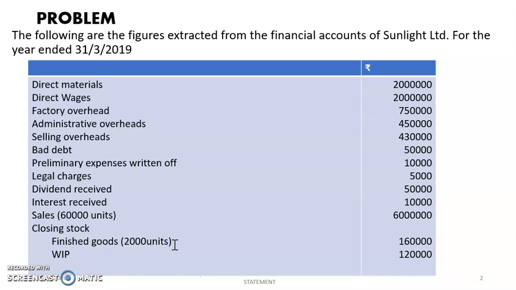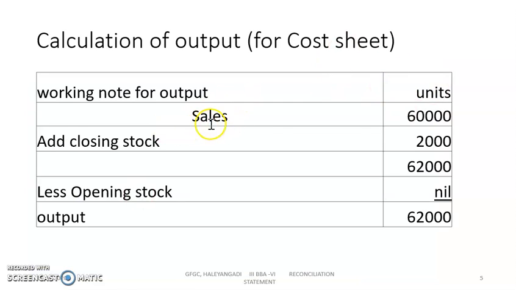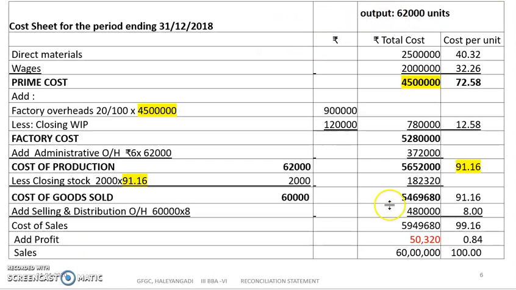Okay, then you have to identify or calculate how much was manufactured, how much production happened in that year. How do you calculate production? Okay, so output will be, you know this already, sales is 60,000 units, add closing stock 2,000, okay, less opening stock is nil, it's not given. So 62,000 is the output for which you're preparing your cost sheet. So you have to prepare the cost sheet for 62,000 units. So first you have to make this working note. So for 62,000 units you will prepare the cost sheet. Okay? This is your cost sheet.